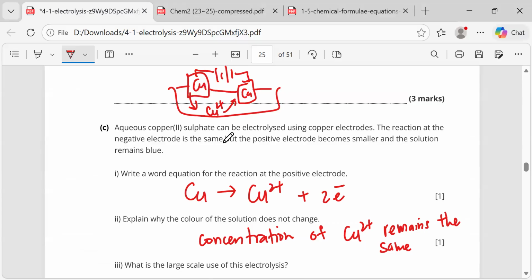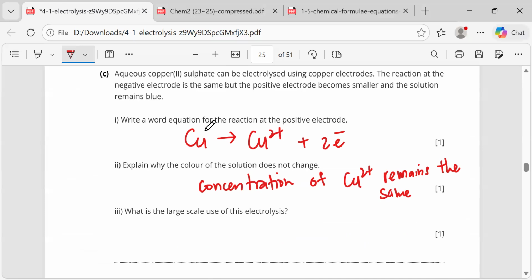Okay. Large scale use means what do you use this electrolysis for? This one you don't learn anymore. It's to purify copper. Is that all? Okay.